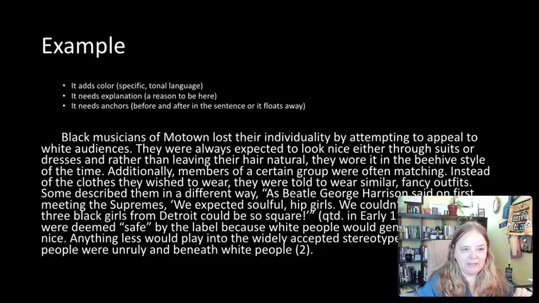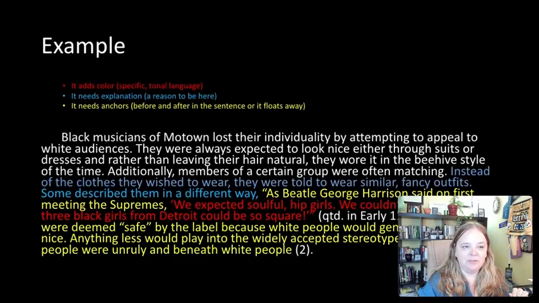So let's highlight each part of this paragraph so we know what it's doing. In the beginning here in the white, you can see the introduction to this paragraph. That first sentence is the topic sentence. So you know that the rest of this paragraph is going to be an explanation of how Black musicians lost their individuality by attempting to appeal to white audiences. All right. So after that first sentence, there's a little bit more of an explanation of this. And then we get into the first anchor for the quote, which is in blue.